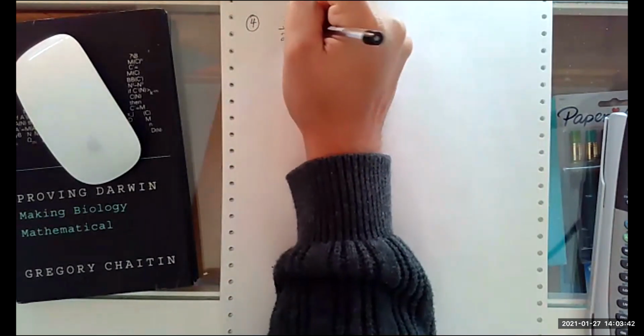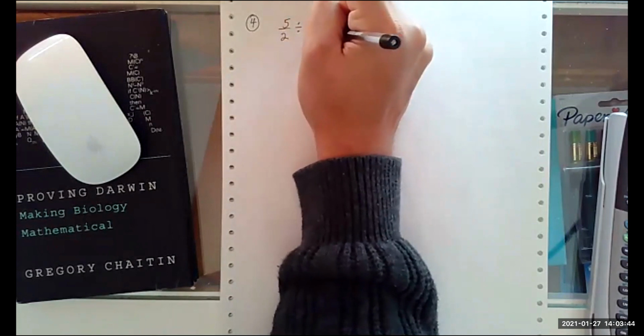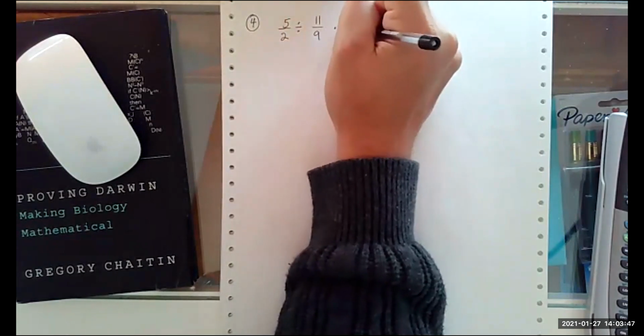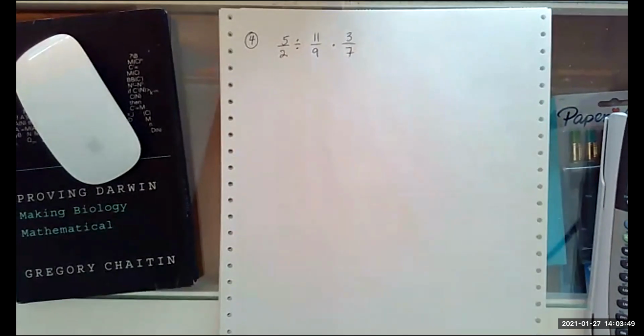5 over 2 divided by 11 over 9 times 3 over 7. Okay, I'm going to give you guys about a minute or two to go ahead and solve that one.